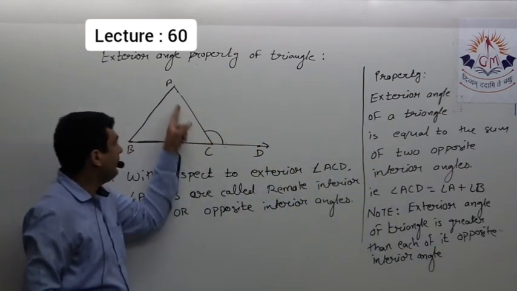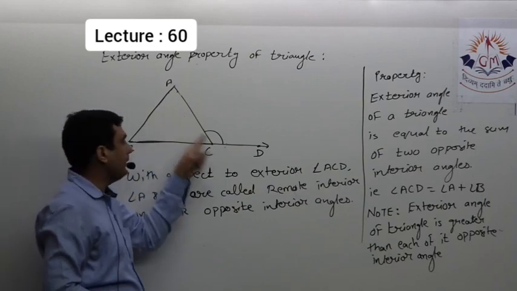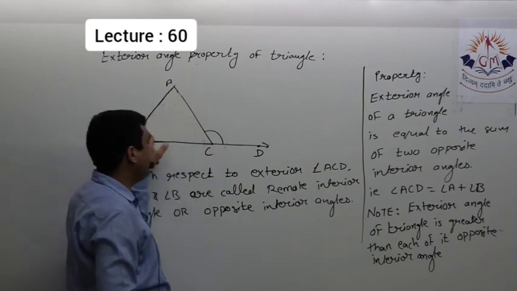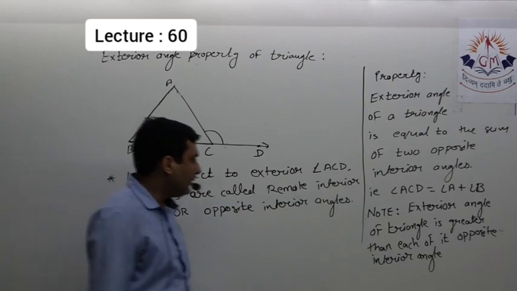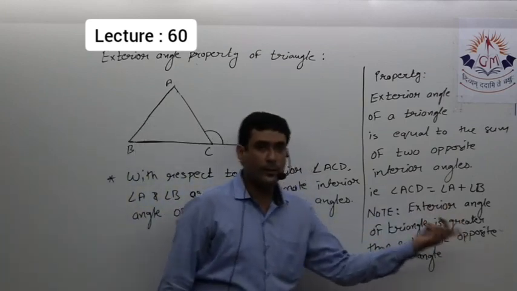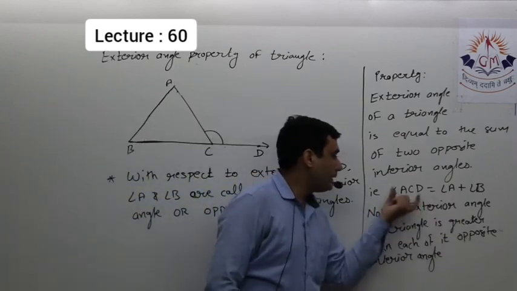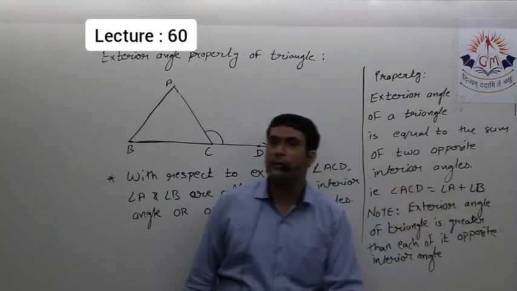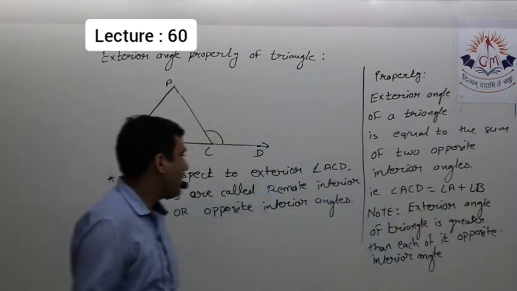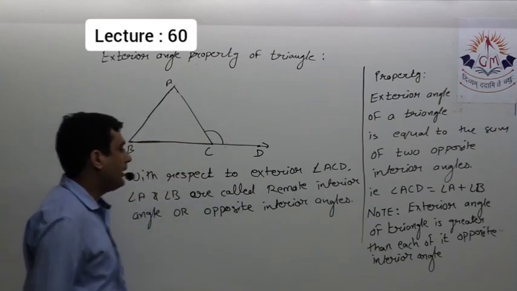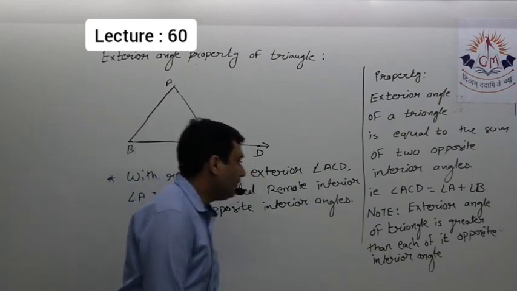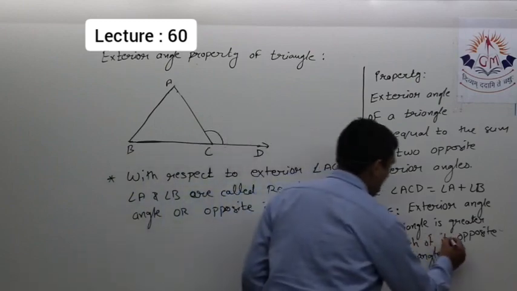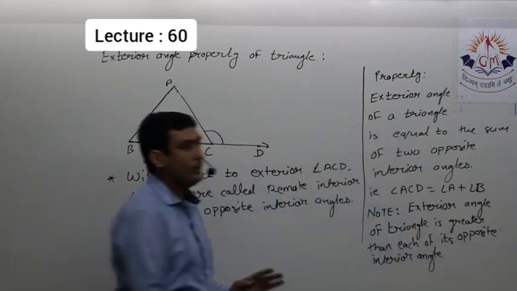For this angle ACD, there are two opposite interior angles, so ACD will be greater than angle A as well as it will be greater than angle B. It's simple. Whole is always greater than part. These two are the parts of this, so this makes whole, and these two are the parts. So whole is always greater than part. So exterior angle of a triangle is greater than each of its opposite interior angle. So please note it down.